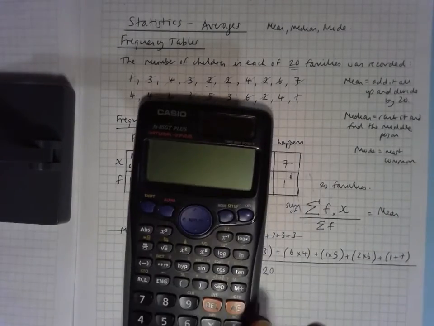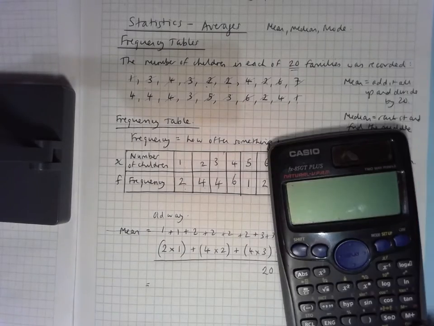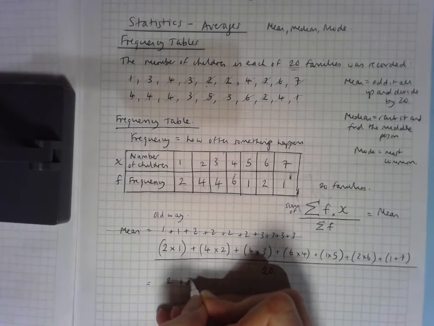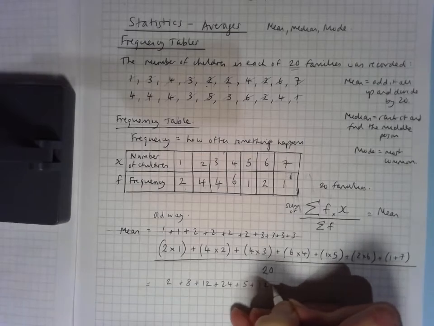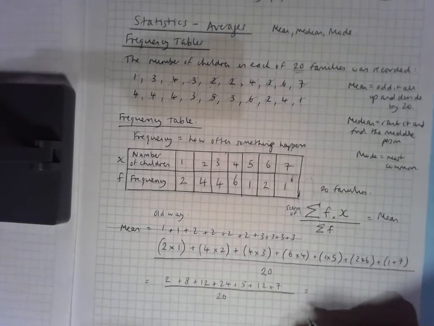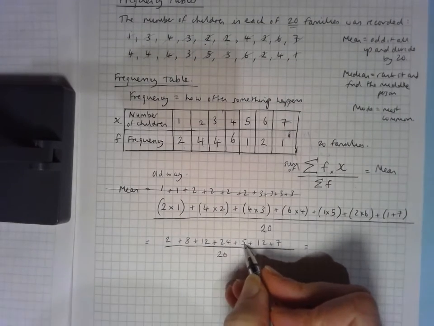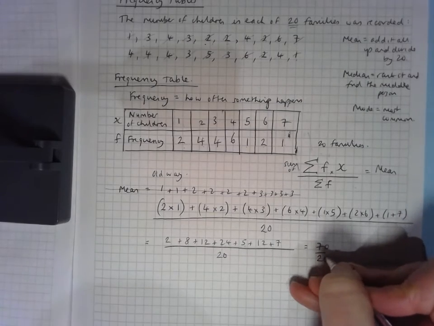But I'm going to just do it in my head, it's probably easier. 2 plus 8 plus 12 plus 24 plus 5 plus 12 plus 7 all over 20, which is going to be 22, 46, 51, and 19 is 70 divided by 20, which is 3.5 children.